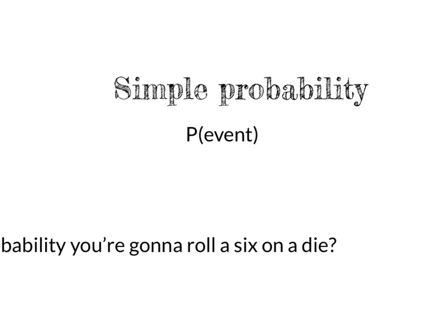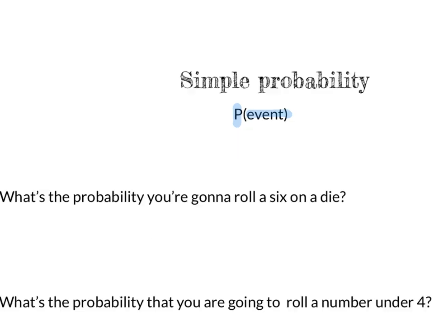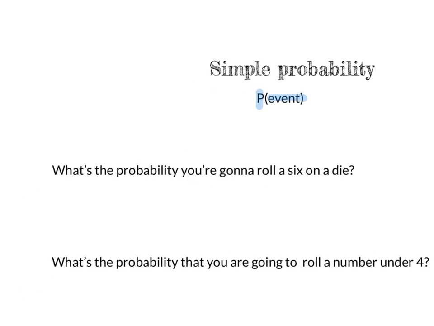So first, let's look at this. P, an event. What does that mean? Well, it means that P is probability and the event is what you want to happen. So like for the first question, what's the probability you're going to roll 6 on a die? The event is that you're going to roll 6 on a die.